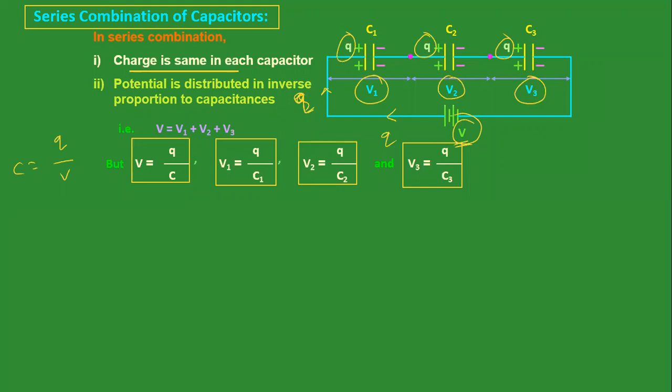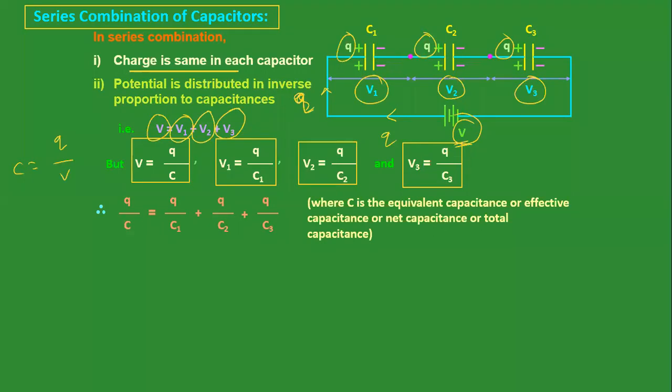Now these values we have to substitute in the above equation of V. After substitution, V is Q by C, V1 is Q by C1, V2 is Q by C2, V3 is Q by C3. Then we can take Q common, so Q gets cancelled. As we cancel the Q, we get 1 by C is equal to 1 by C1 plus 1 by C2 plus 1 by C3. And this is the expression for capacity in series combination.